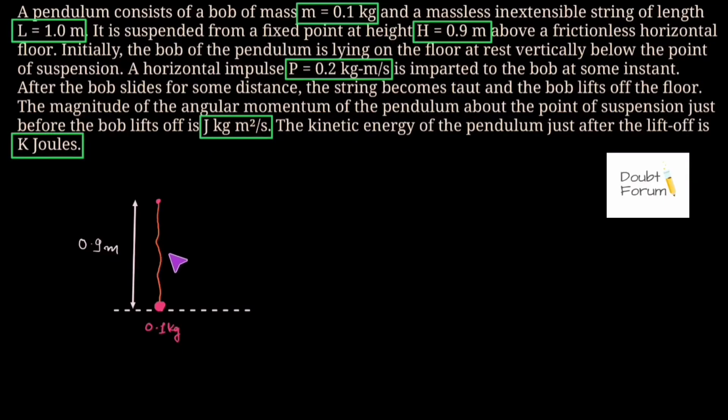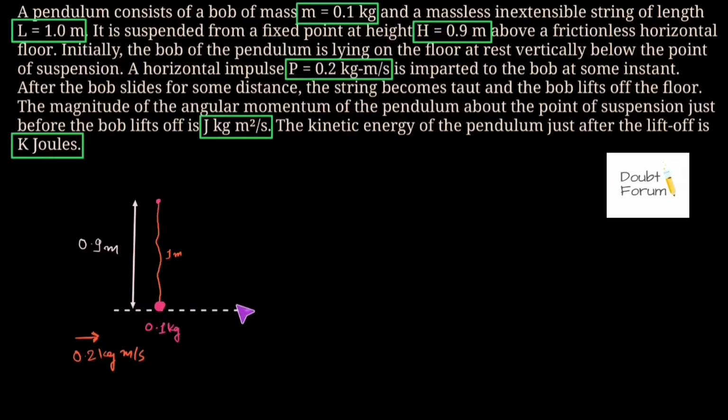The length of the string is 1 meter, and as we can see that the point of suspension is 0.9 meter, so definitely this string would not be tight and it would be loose somewhere, so it will look like this. And now what is happening? There is an impulse imparted on this bob, and the magnitude of that impulse is given to us as 0.2 kilogram meter per second. So this is 0.2 kilogram meter per second. And due to this impulse, this bob starts sliding over this frictionless surface.